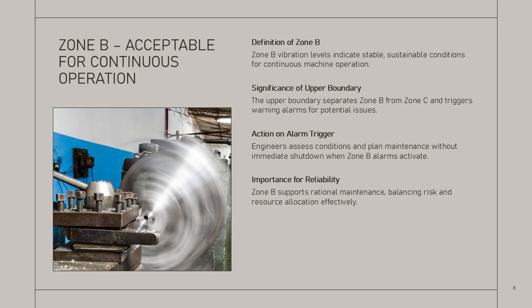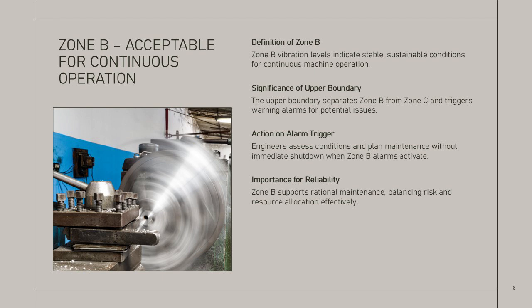The upper boundary of Zone B, which separates it from Zone C, is particularly important because it is commonly used as the alert or warning alarm threshold in vibration monitoring systems. Crossing this boundary indicates that vibration has increased beyond normal expectations and warrants investigation. However, it does not necessarily require immediate shutdown.